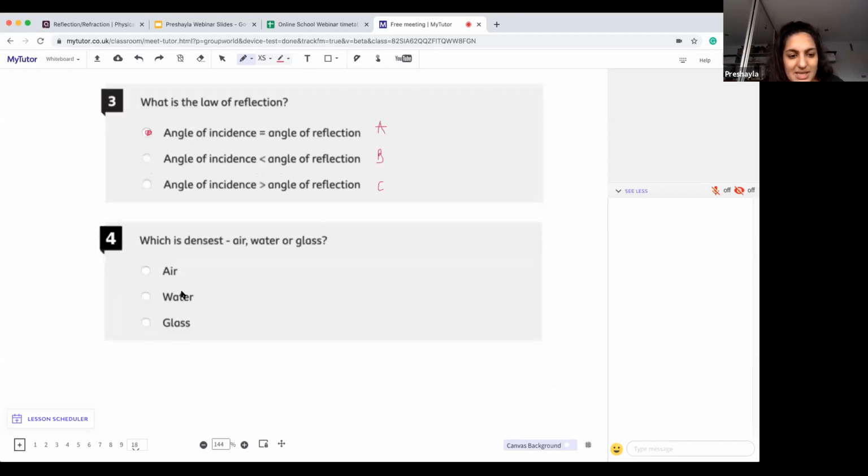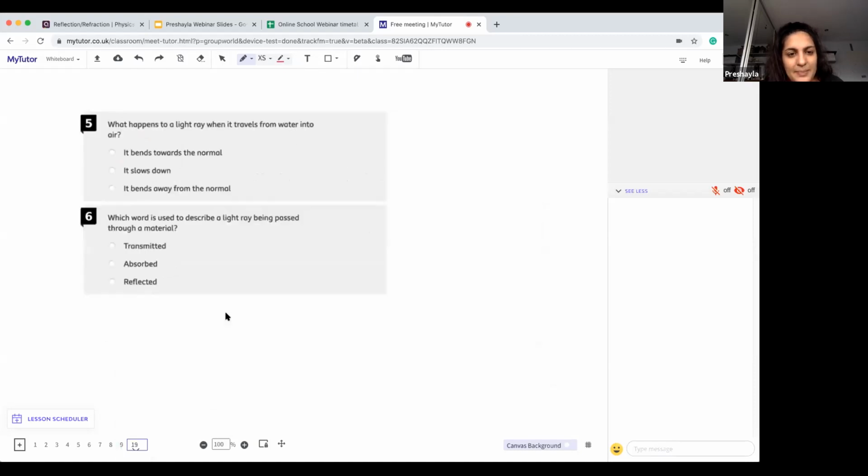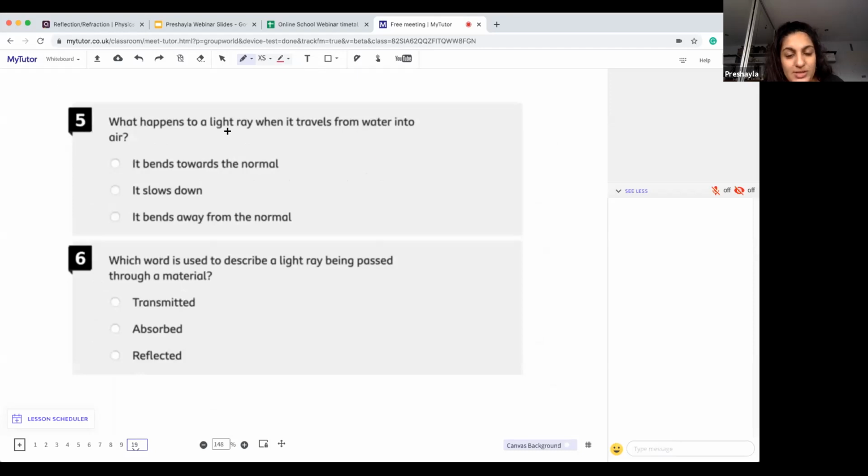What is densest? Air, water or glass? A, B or C. What is densest? C, good. Glass is the densest medium out of those three. What happens to a light ray when it travels from water into air? Well, it's going from a more dense medium to a less dense medium, which means it's going to speed up. So it goes faster and it bends away from the normal by fast.